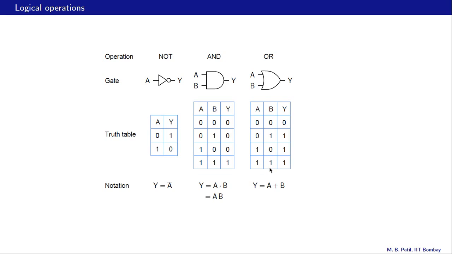Now the way the OR operation works is, the output is 0 if all inputs are 0. So when a and b are both 0, then the output is 0, otherwise it is 1. So if one or more inputs is 1, then the output is 1. And the way the OR operation is denoted is with this plus operator. So that is our OR symbol. So y equal to a plus b or a or b.